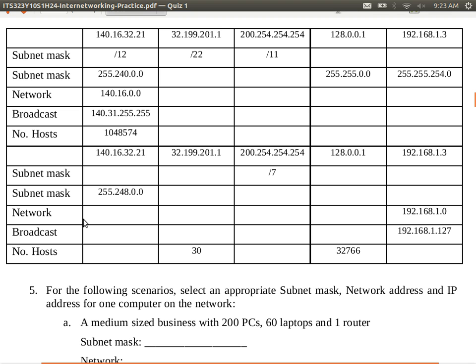The next question asks, what is the network address? The network address is a special address that identifies a subnet in the internet. Remember, our internet is made up of multiple subnets. For a network address, we take the network portion of the IP address and set the host portion to all zeros.